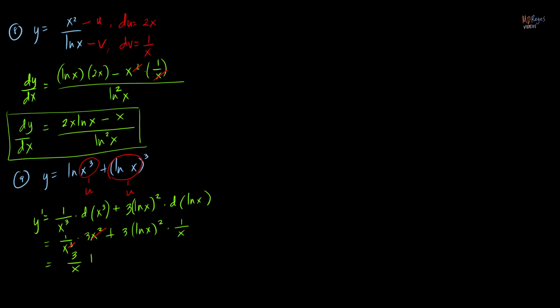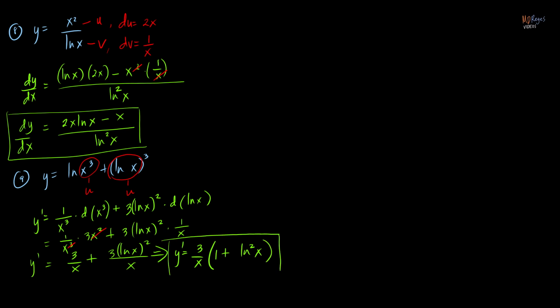3 plus 3 ln of x squared over x. If you want, you can factor out the common expression, which is 3 over x. And we'll get y prime equals 3 over x. Factoring 3 over x from the first term, we'll get 1 plus ln of x squared. So you can write this as ln of x squared without the grouping symbols. This is the derivative of the function.